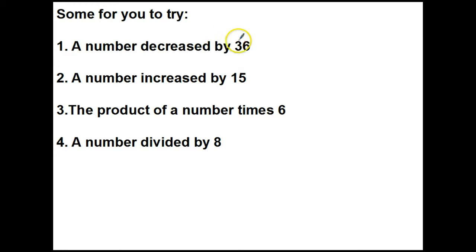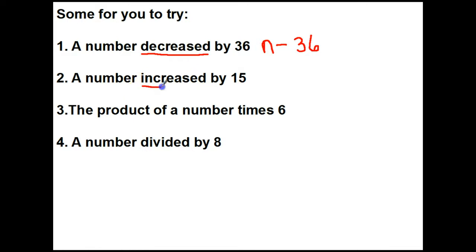Number 1 says a number decreased by 36. Well, there's decreased, a signal word. When things decrease, they go down, so I'm going to subtract. So a number decreased by 36. And you notice it didn't say 36 minus a number. Order matters when you're doing subtraction and division.